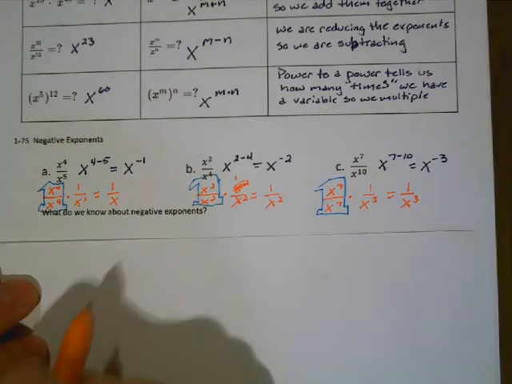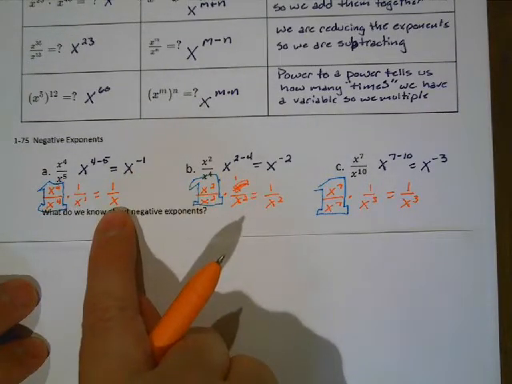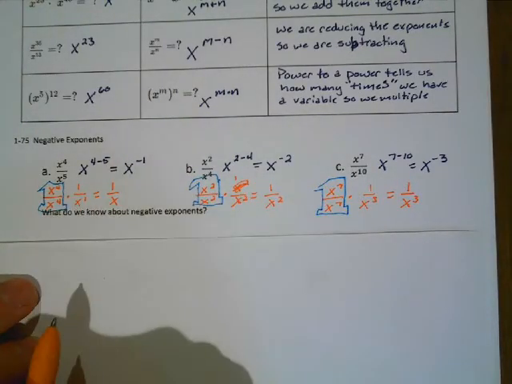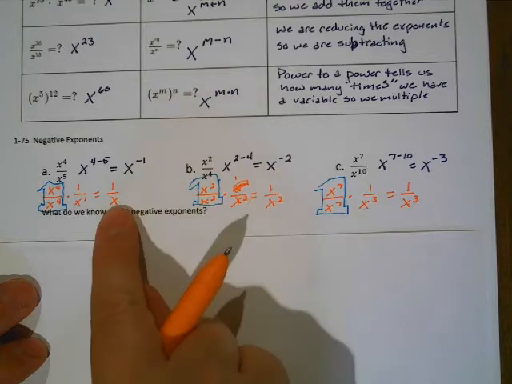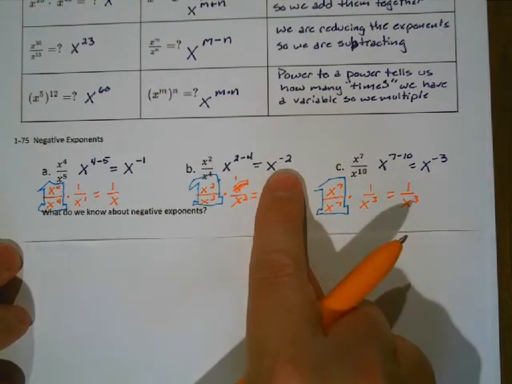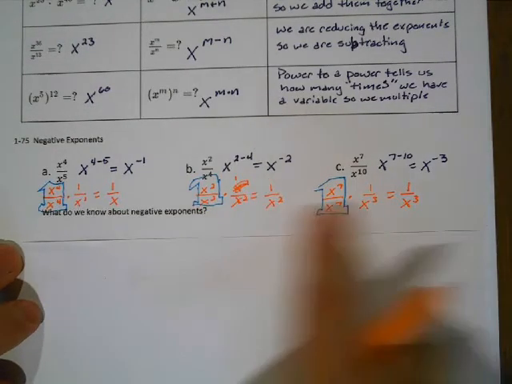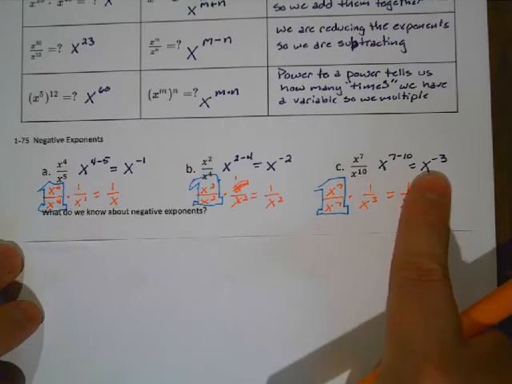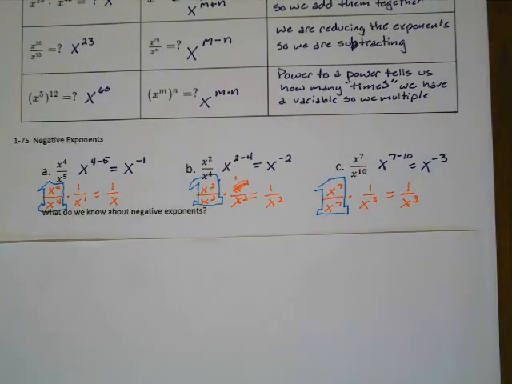All right, so what have we noticed? We've noticed that x to the negative 1 is actually 1 over x, because we solved the problem two different ways and got these two answers. So it looks like a negative exponent means that this is 1 over x. When we had x to the negative 2, we found out that's the same thing as 1 over x to the second. When we had x to the negative 3, we found out it's the same answer as 1 over x to the third. So what we're seeing here is that negative exponents are reciprocals.